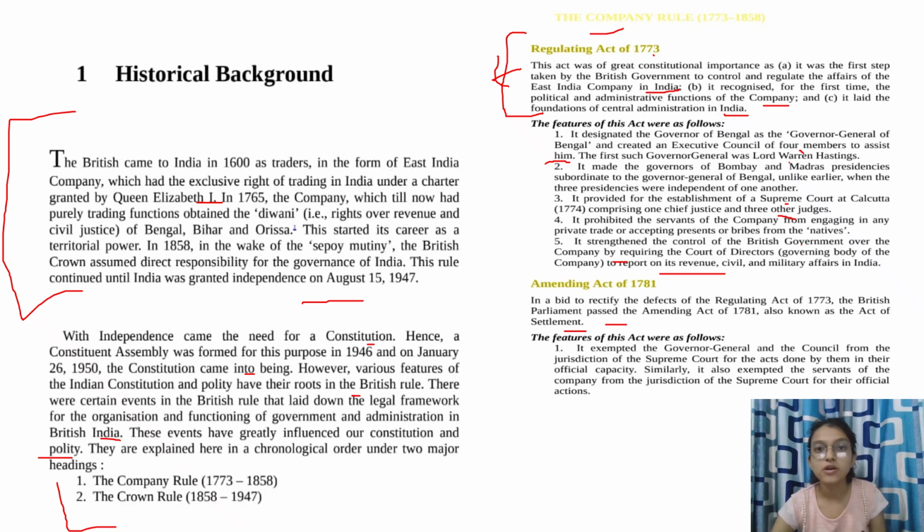So in the earlier act, there were certain features or certain points which needed to be rectified. In order to do that, we have this Amending Act of 1781. So these are the features of that act. It exempted the Governor General and the Council from the jurisdiction of the Supreme Court for the acts done by them in their official capacity. Similarly, it also exempted the servants of the company from the jurisdiction of the Supreme Court for their official actions. So this is basically talking about exclusion of judicial review at that time.